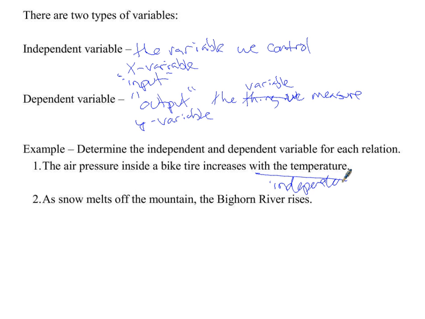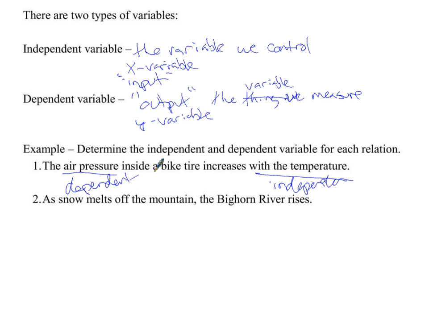So the air temperature is the independent variable, and the air pressure is the dependent variable. On a hot day, if you fill the tire on your bike and then check the air pressure on a cold day with no leaks, the pressure in your tire will be different. It's because the air temperature has changed.